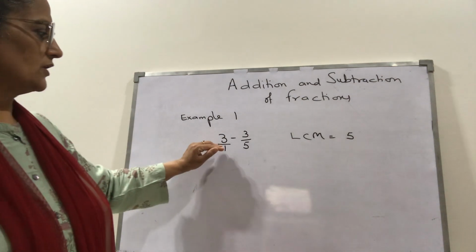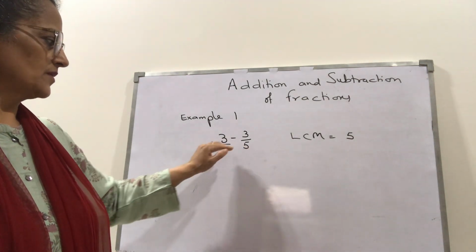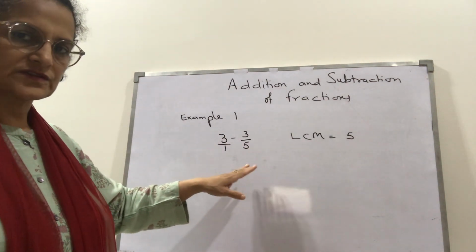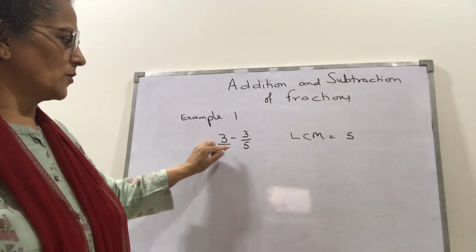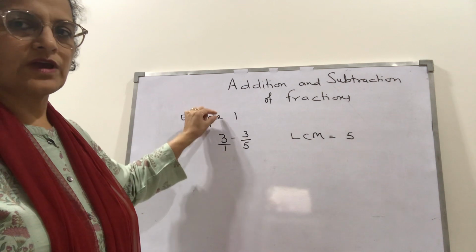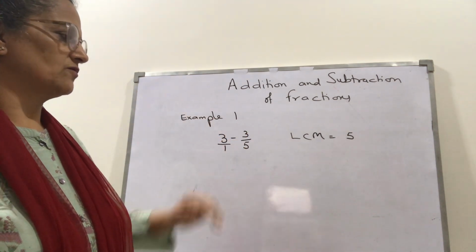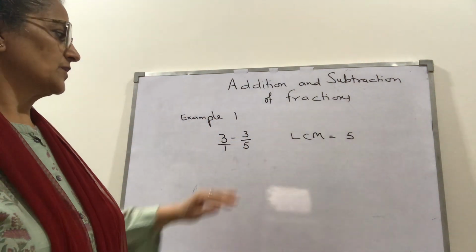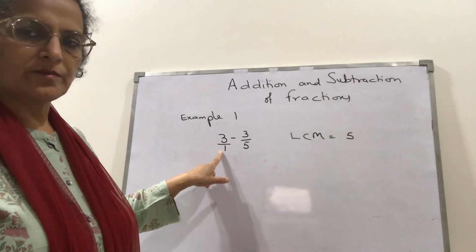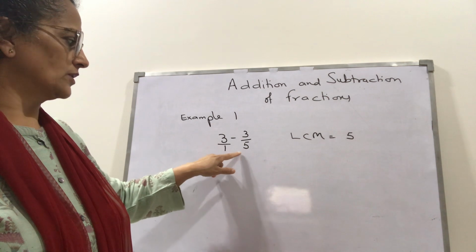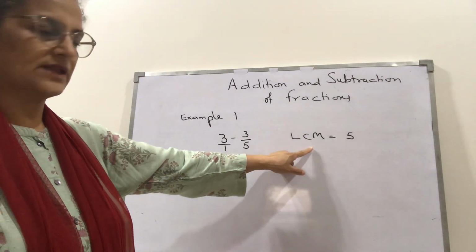Now when the denominators are same, they are like fractions, and like fractions can be added. When the denominators are same, we add the numerators and then we reach the solution. So the first step is the denominator should be made same, and for that we find the LCM.